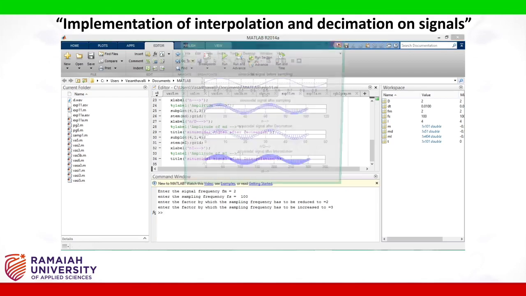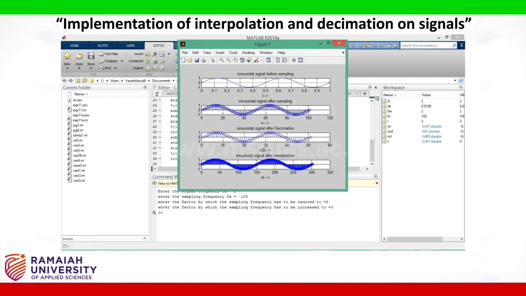We can see the figure. The first one is the original sine wave. The second one is the sine wave after sampling. It has 100 samples. The third one is the sine wave after decimation. In this case, 100 samples have been reduced to 50 by the factor of 2. The fourth one is the sine wave after interpolation. In this case, 100 samples have been increased to 300 by the factor of 3.